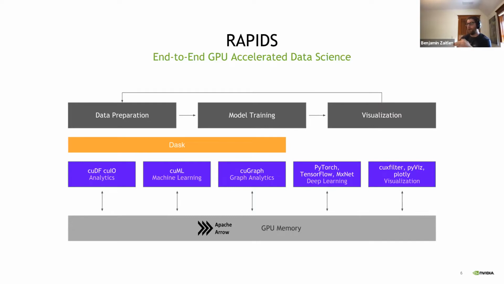And what underlies all of those things is these key libraries, cuDF, cuML. We also have other libraries like cuGraph. Obviously, people here should be familiar with Dask, PyTorch, and we've also accelerated visualization libraries like Plotly, or PyVis, or cuXFilter.